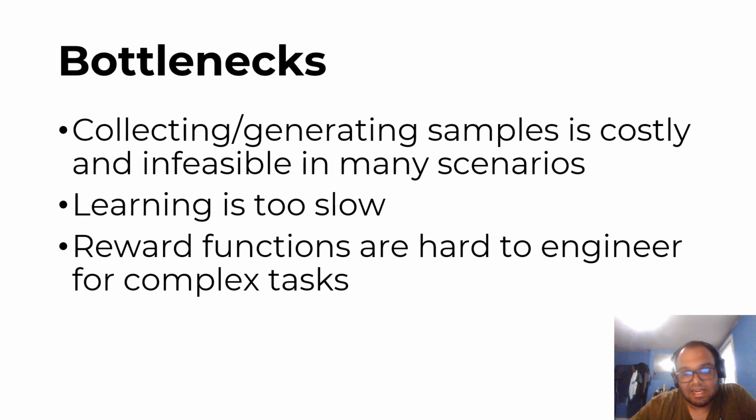While the appeal of reinforcement learning is very clear, there are a bunch of bottlenecks which it faces which limits its application. The first bottleneck is that collecting and generating samples is costly and infeasible in many scenarios, especially in complex real-world environments. This is because the agent, while exploring the environment, is prone to put itself in unsafe states and thus can lead to harm of the environment, of people in the environment, or the agent itself. And second is that it is often costly to deploy the agent in such a real-world scenario. Learning is often too slow. Reward functions are hard to engineer for complex tasks.